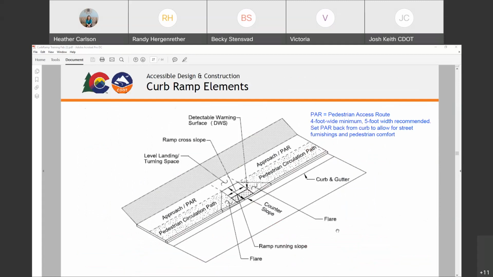This defines curb ramp elements. The one thing I want to talk about that you see a bunch is the actual pedestrian access route. Generally that's viewed as a 4 foot wide minimum, 5 foot width recommended, and this is set back from the curb. Sometimes you have a park strip where you would have your furniture or allow for parking. You've got your curb and gutter, your detectable warnings, your turning space, level landing, and your different slopes, your flares. But generally the pedestrian access route is what we really want to keep clear. That's where the expectation is there won't be something to obstruct someone who's just trying to get through. Someone who's blind or with mobility issues, that's where you want to keep super clear.